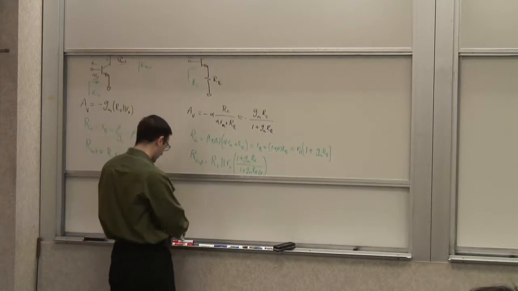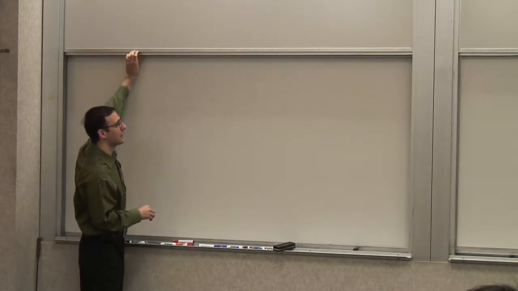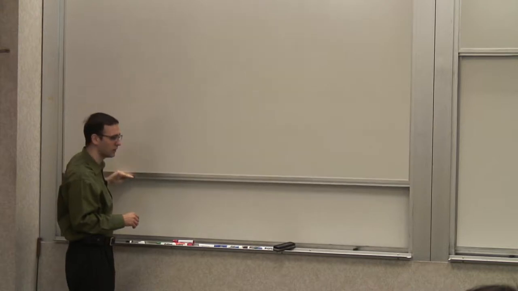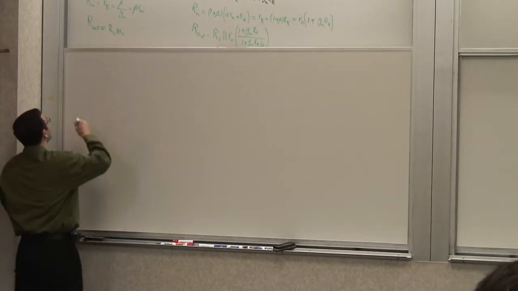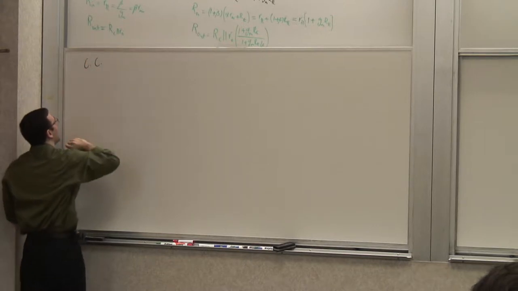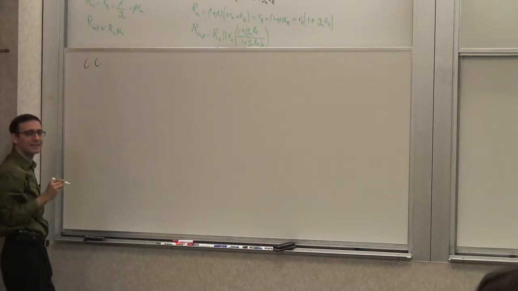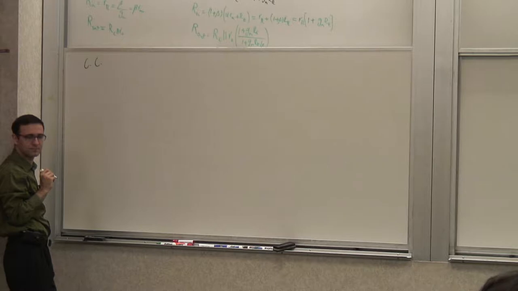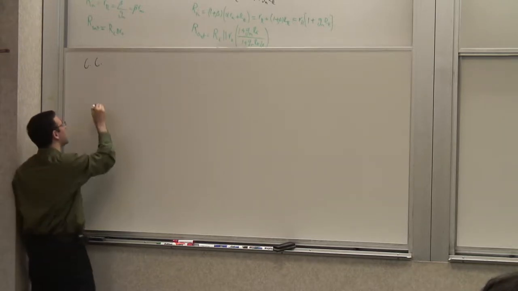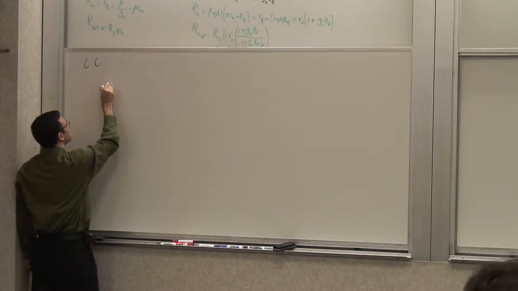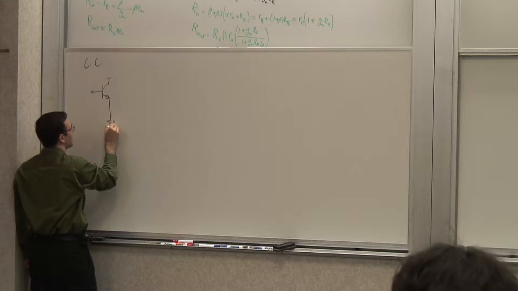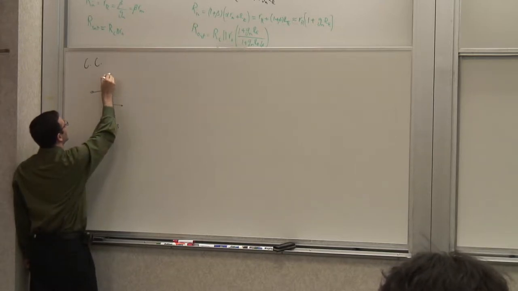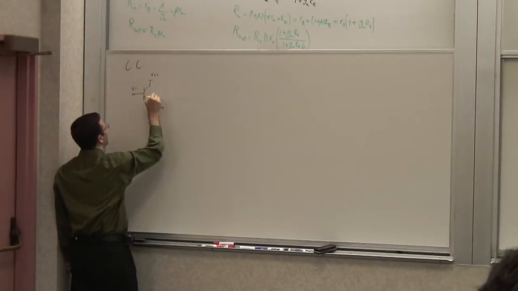Now we talked about the common collector, or emitter follower. The common collector can be defined more accurately as a stage whose input is the base and the output is the emitter. So the easy way to do it was like this. If we had some Re here, this was VCC, Vin, Vout.